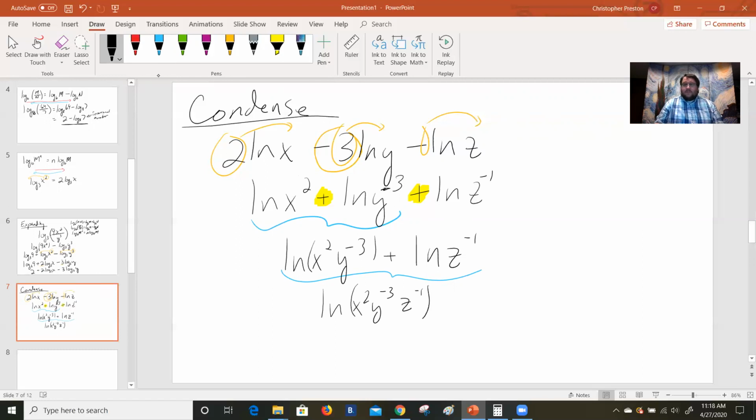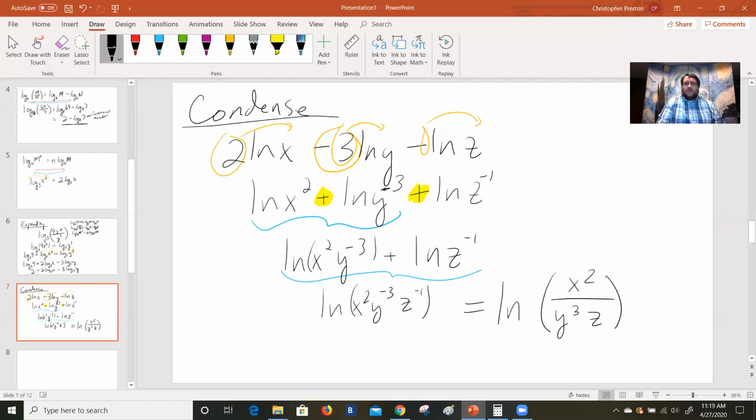Now, I don't like leaving problems with negative exponents, so I'm going to say, well, wherever I have a negative exponent, that part is going to reciprocate. And my final answer is going to be ln of x squared over y to the third z. Y to the negative 3, that's going to reciprocate. Z to the negative 1, that's going to reciprocate.